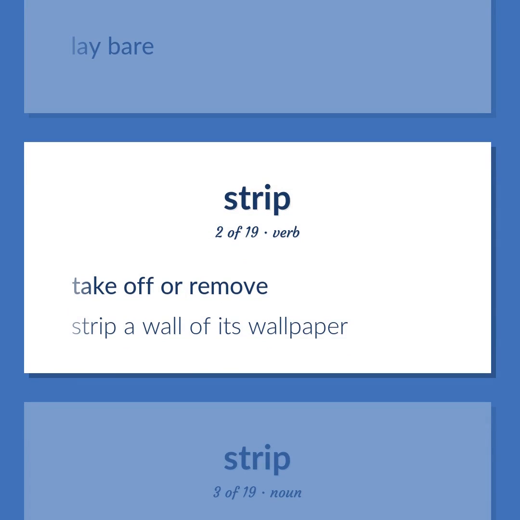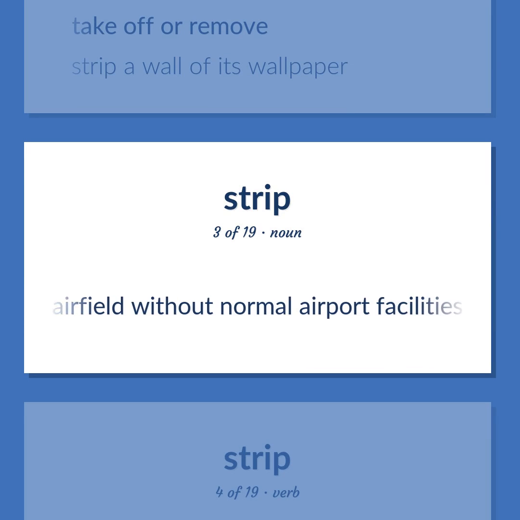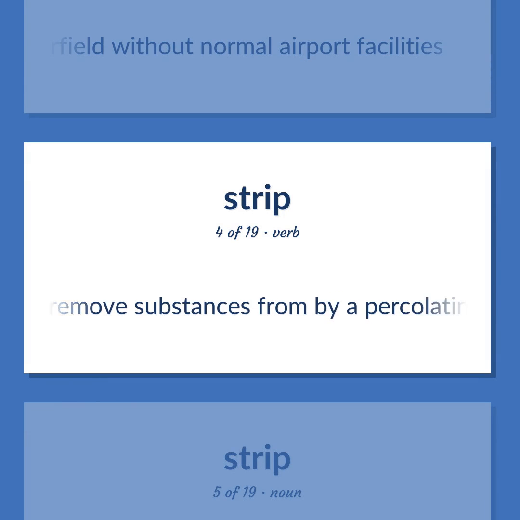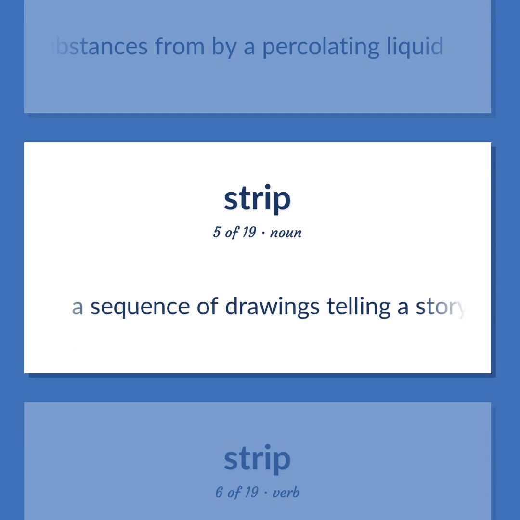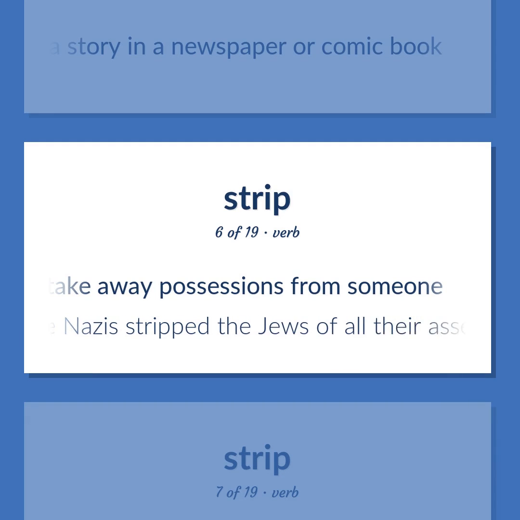Lay bare. Take off or remove. Strip a wall of its wallpaper. An airfield without normal airport facilities. Remove substances from by a percolating liquid. A sequence of drawings telling a story in a newspaper or comic book. Take away possessions from someone. The Nazis stripped the Jews of all their assets.